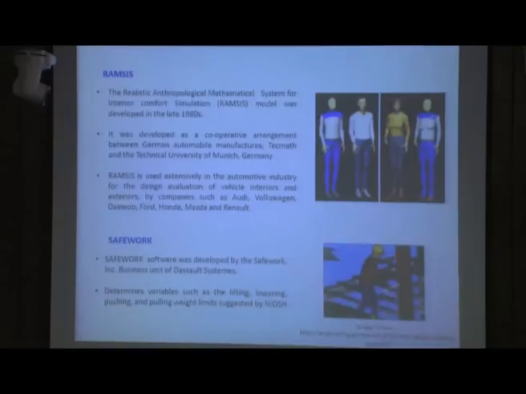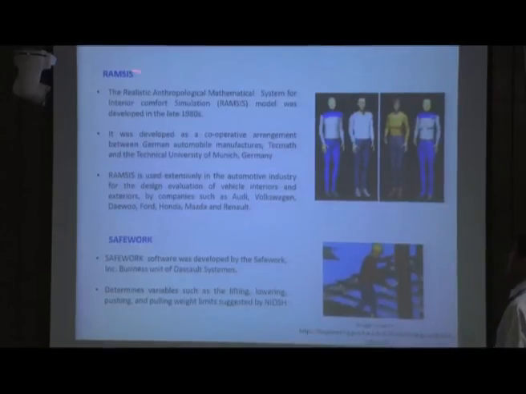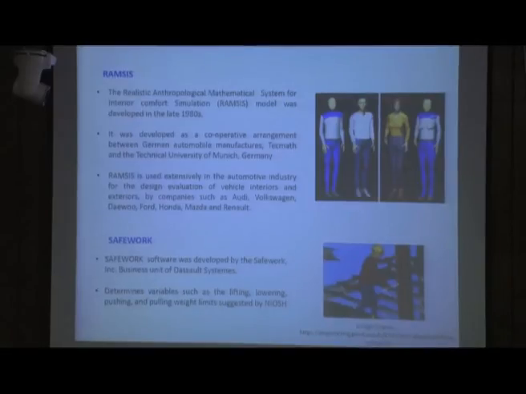In the 1980s and 1990s, during this period, other software also appeared in the market. One such software is Ramses. The Realistic Anthropological Mathematical System for Interior Comfort Simulation, known as the Ramses model, was developed in the 1980s. It was developed as a cooperative arrangement between a German automobile manufacturer and the Technical University of Munich, Germany. So, by collaboration of this TechMath and the University of Munich, this software came. Ramses is used extensively in the automotive industry, for various types of vehicles, from passenger cars to heavy vehicles, as well as even for the aerospace industry. This software is being widely used nowadays.